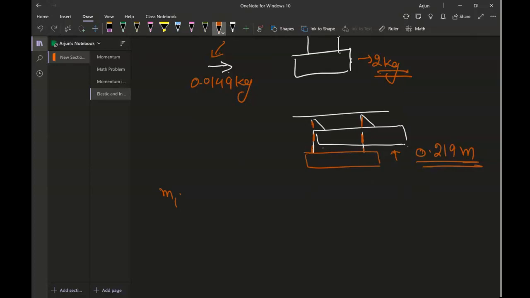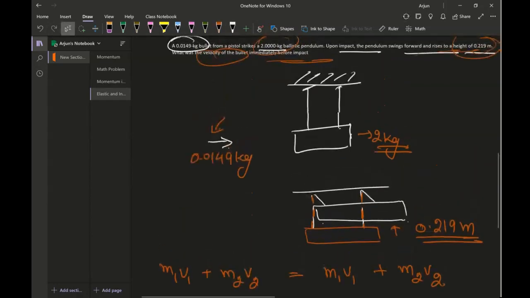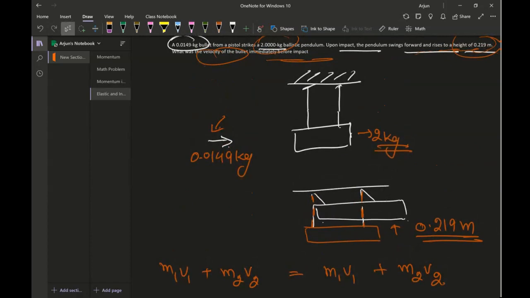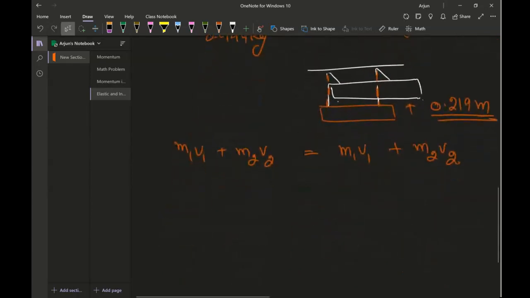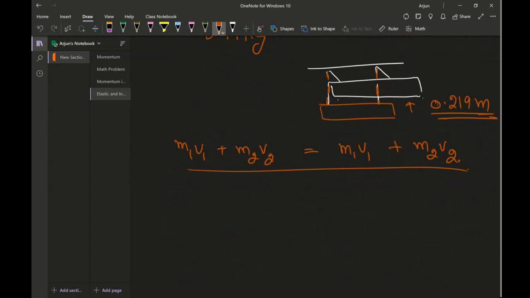So I'll write down the equation: m1v1 plus m2v2 equal to m1v1 plus m2v2. Notice in this question, it is not talking about any type of elastic collision or inelastic collision. So we won't assume that the collision is elastic. We won't use the conservation of kinetic energy equation. Thus I'll use the conservation of momentum equation.